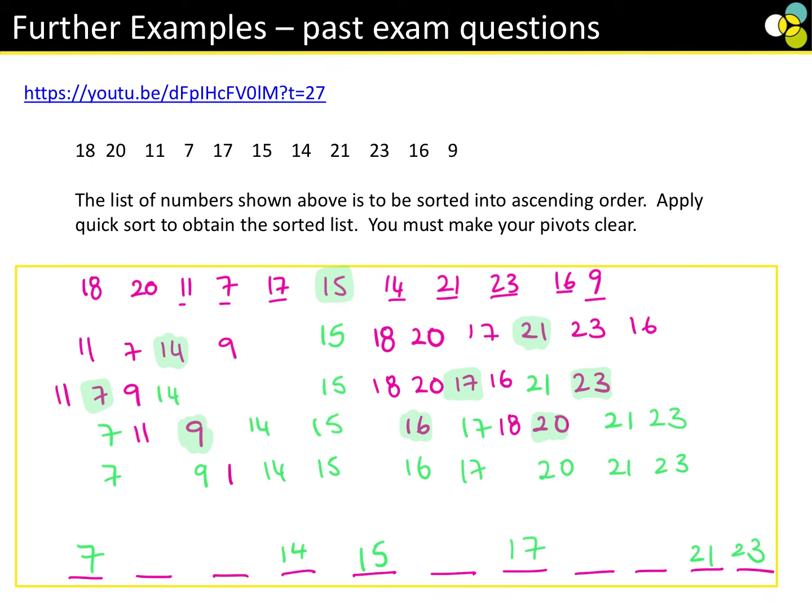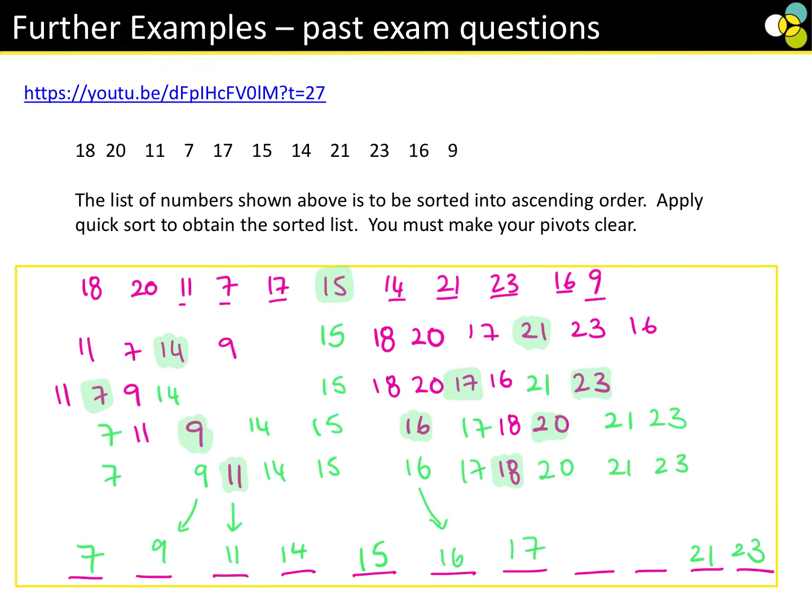And 11 moves to the right-hand side, 16 stays, and 18 stays as well. Now I need to do 11 and 18 as my pivots. Because they're just on their own, they are what they are. I have to highlight them as pivots though. Because I don't need them anymore, because they're on their own, there's no numbers to pivot with, that's okay. We now have our correct order.